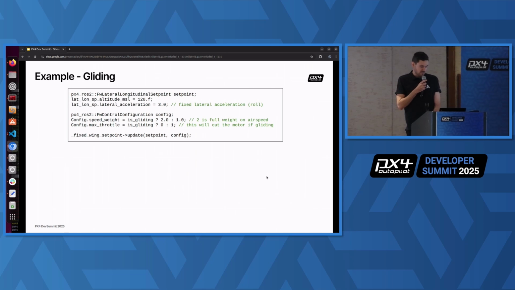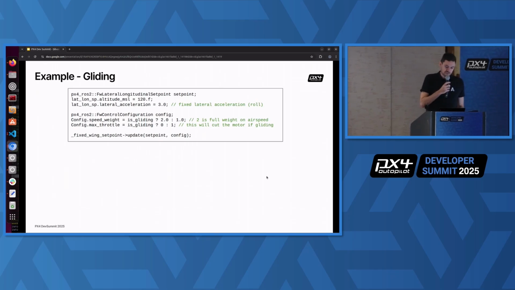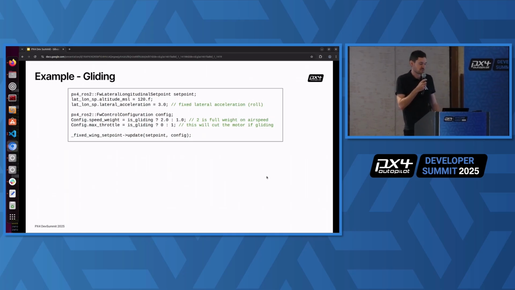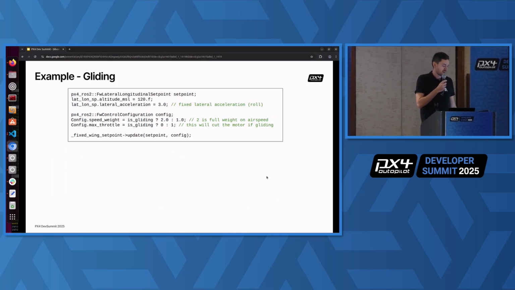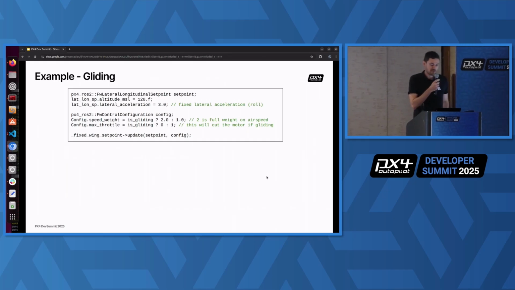Now then, a bit more elaborate example would be to enable gliding. So in this example, I wanted to constantly go up and down, like climb to 100 meters and then go down again by switching off the motor and just using gliding. I've set the altitude set point first to 120 meters with a constant lateral acceleration of 3 meters per second square. That will just make it basically turn at a constant roll angle.